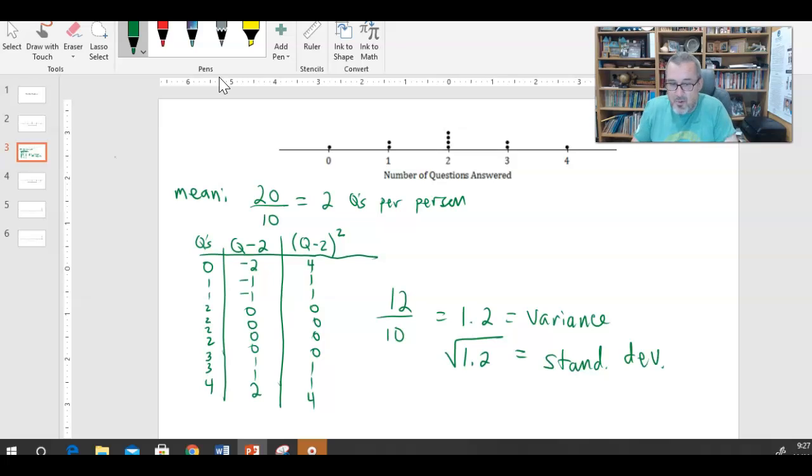And the square root of 1.2, grab my calculator on that, is let's say 1.095. And I think you see now that we use the Greek letter sigma to represent that standard deviation. All right, so standing alone here, it doesn't really tell us much. We now know that the average number of questions answered was 2, with a standard deviation of about 1.095.